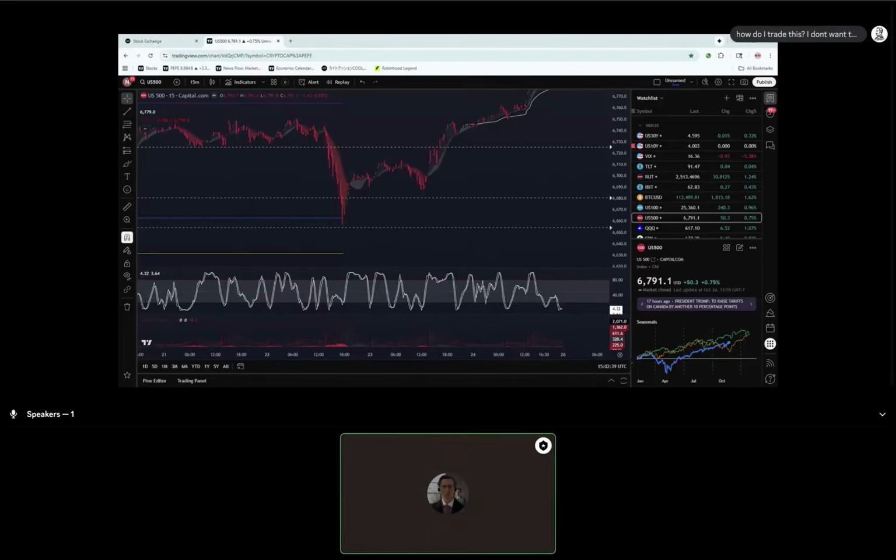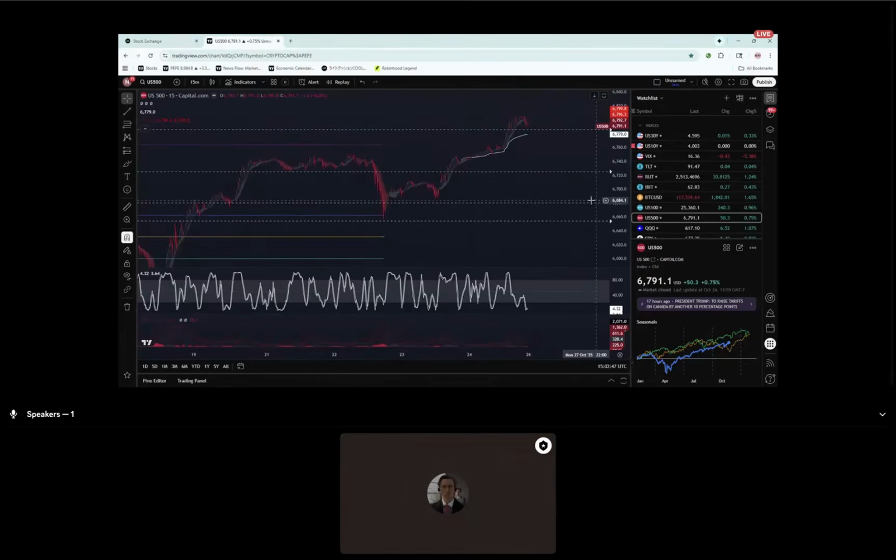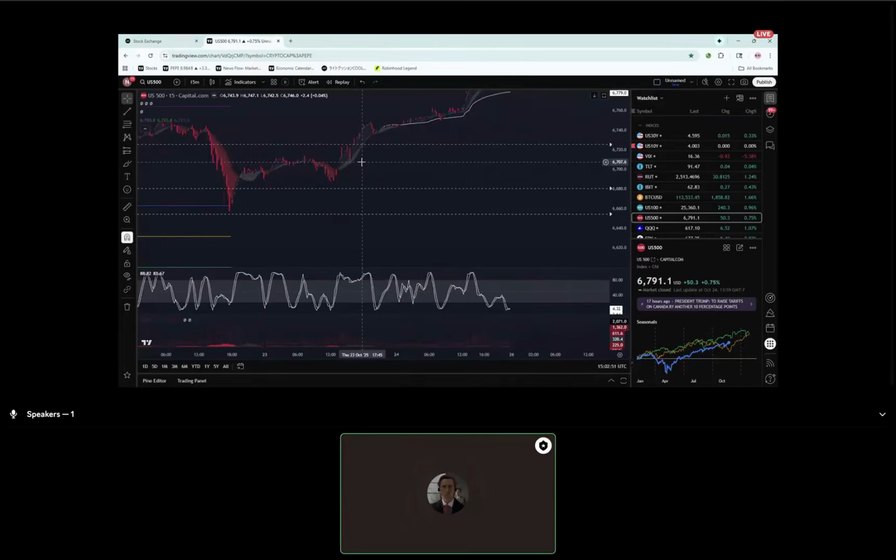How do I trade this? I don't want to drop 10K on a trade. You don't have to drop 10K. There are different contracts, different types of tickers, and cheaper tickers. There's SPY. You can trade at any size port. Really, you can trade at any size port. You don't have to drop 10K.